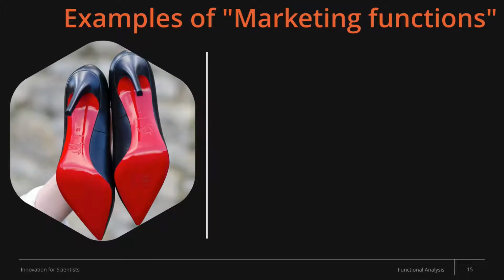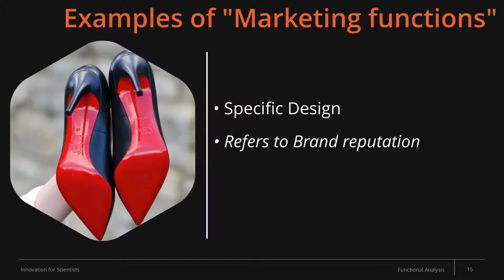Giving a red color to the soles of shoes sold will not modify the primary function or even the accessory function of these shoes. But people will buy these shoes and not others, even if they are otherwise the same, because of this red sole. Other examples of marketing function will be the specific design of an object or a car, the brand reputation or the color. For example, Ferraris are always red.